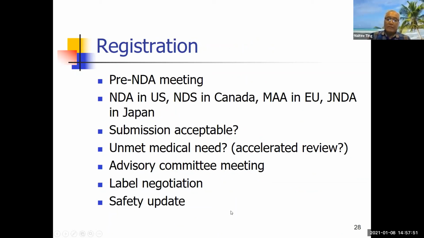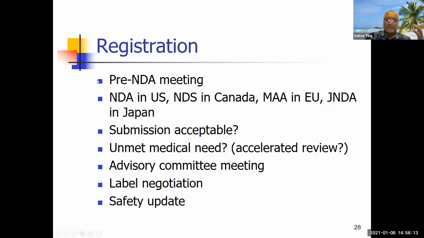Registration is a process. So we start with the pre-NDA meeting. Of course, we have different names. In the US, we call it new drug application. In Canada, we call it new drug submission. In Europe, we call it market authorization application. Japan, NDA. And the pre-NDA meeting is really trying to look at whether the submission is acceptable or not.